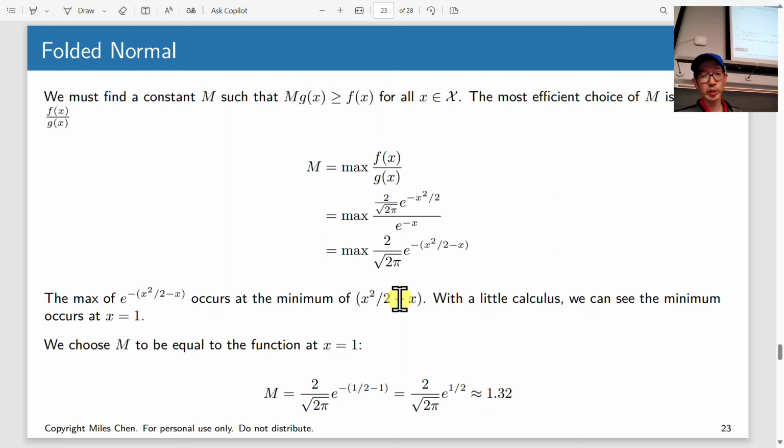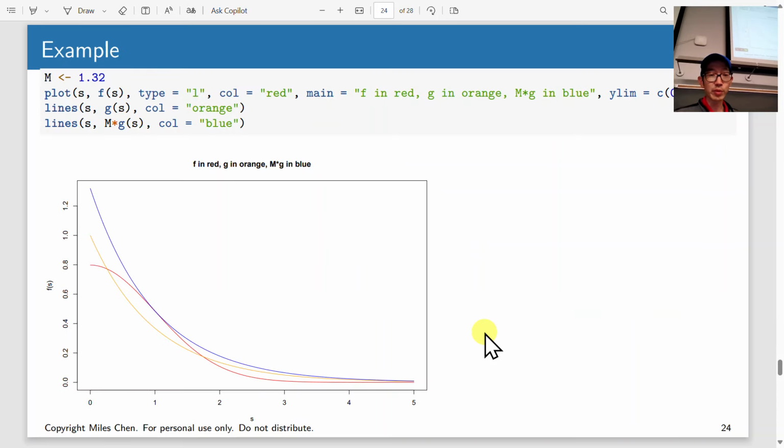So if I plug 1 back into this, then m is going to be 2 divided by root 2 pi e to the negative 1/2 minus 1. Okay, and so e to the 1/2, 2 over root 2 pi, we get m around 1.32. Okay, and m of around 1.32 is going to be the value that we use.